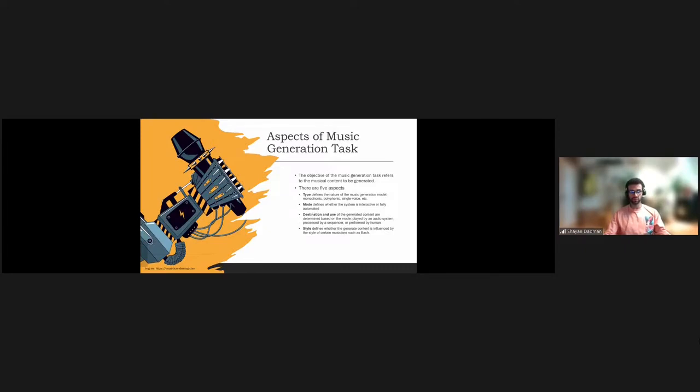The objective of the music generation task refers to the musical content to be generated. There are five aspects. Type, which defines the nature of the music generation model, which can be monophonic, polyphonic, single voice, accompaniment, etc. The mode, that defines whether the system is interactive or fully automated. The destination and use of the generated content, which is determined based on the mode: played by an audio system, processed by a sequencer, or performed by a human. Style, that defines whether the generated content is influenced by the style of certain musicians such as Bach, or it is learned from the human interacting with the system.